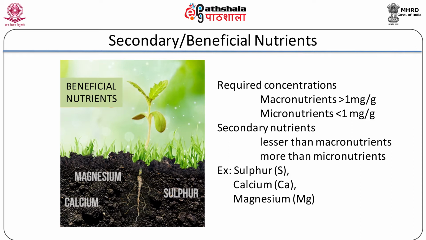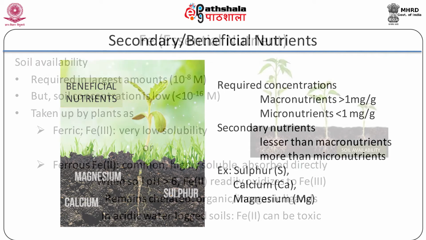In this context, it is important to note that secondary nutrients are those which are required by plants in lesser quantity than macronutrients and in more quantity than micronutrients. Secondary nutrients include sulfur, calcium, and magnesium. Use and efficiency of macronutrient absorption is dependent on availability of micronutrients. Let us begin with soil availability of iron that is considered as a micronutrient.